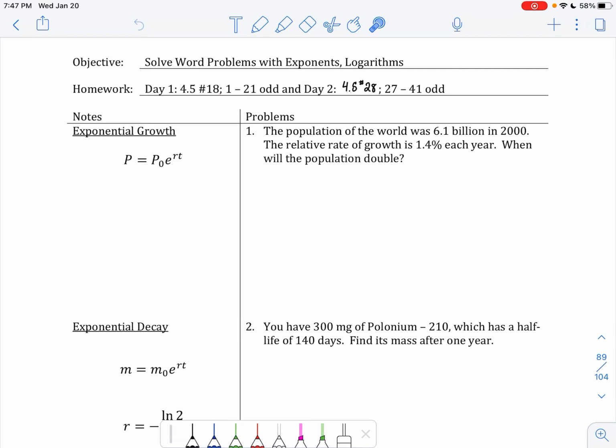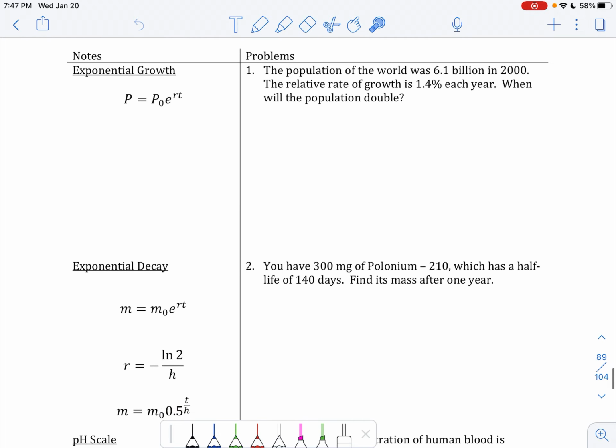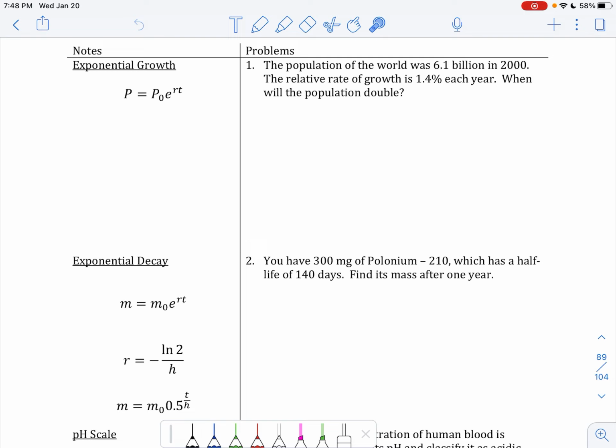Otherwise, it's just these two problem sets on word problems. So there's going to be a couple different types of word problems that you're going to run into, both in this class and in general, that follow exponents and logarithm rules. And I'm going to talk about exponential growth and decay first, and then we're going to look at a couple of examples with logarithms.